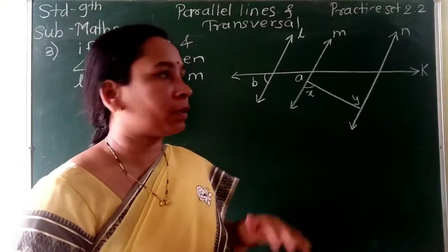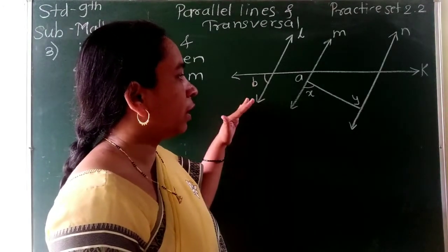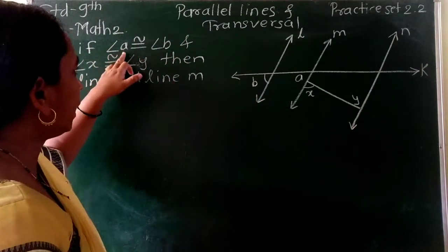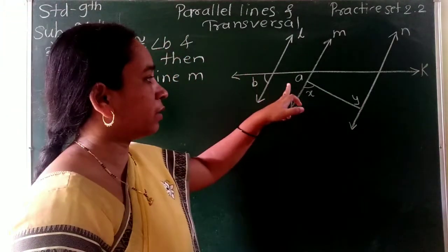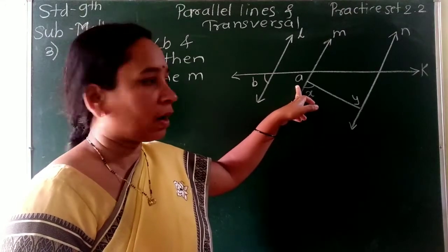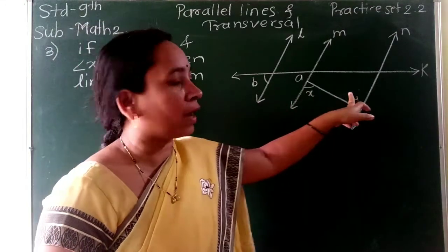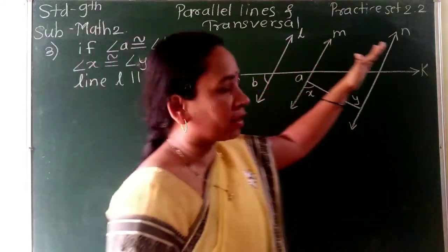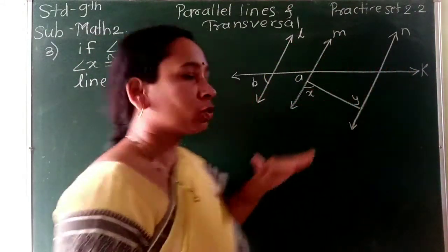In the third example, three lines are given, L, M and N, and here they gave that angle A is congruent with angle B. These two angles are congruent. And another given is that X and Y are congruent. We have to prove that line L is parallel with line N.